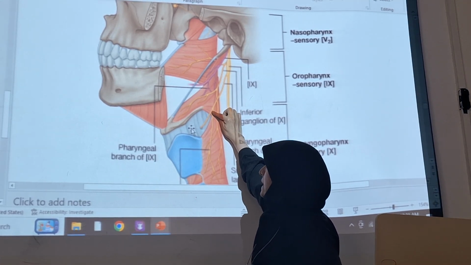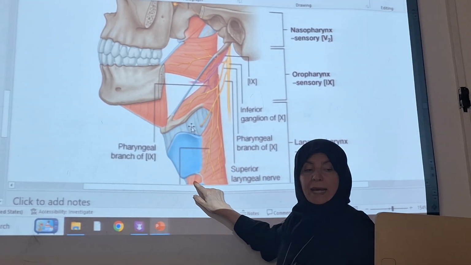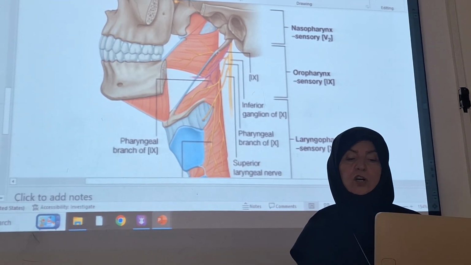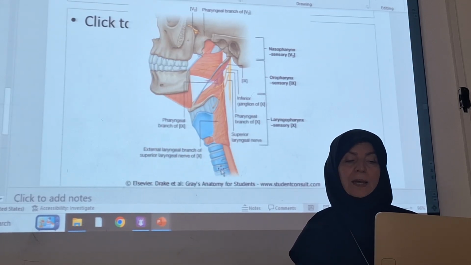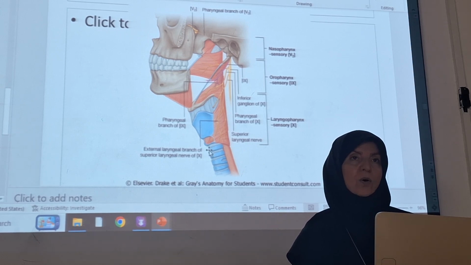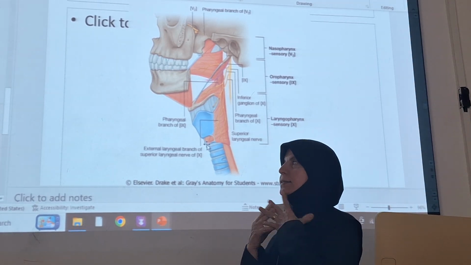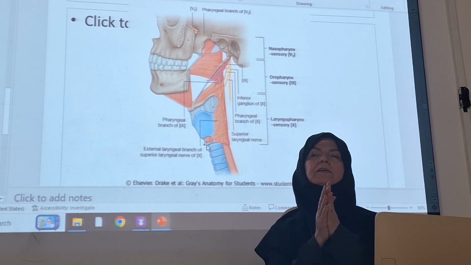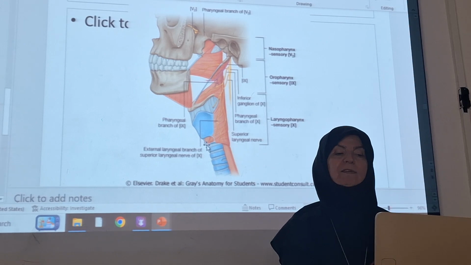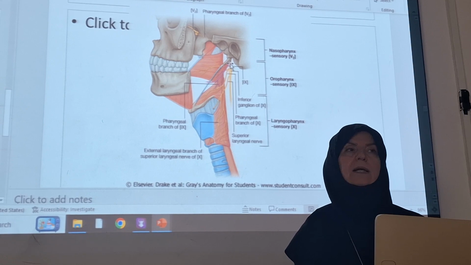What about the external branch? The external laryngeal nerve is descending to be able to innervate this muscle. What's the name of this muscle? Cricothyroid muscle. So all of the muscles in the larynx are going to be innervated by the recurrent laryngeal nerve except the cricothyroid. Which nerve is responsible for innervating it? The external branch from the superior laryngeal nerve.